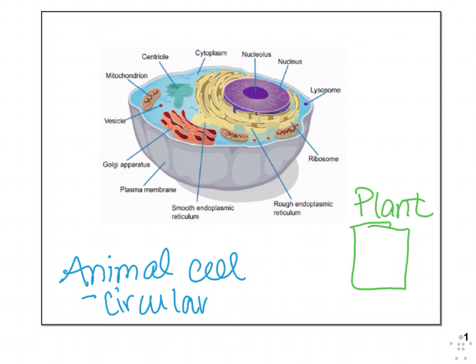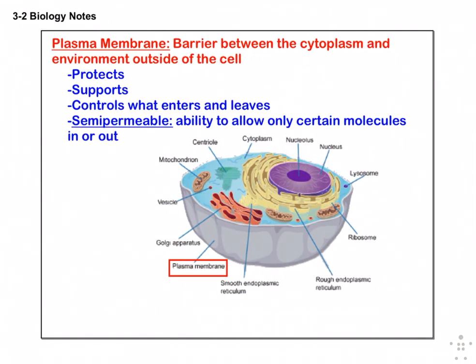Plant and animal cells have almost the same structures. So we will look at those structures first, and then at the end it will show you the plant structures that are specific to plant cells. All right, so as we go through, you'll notice that the structure that we're talking about will be boxed in, so that way you can have the visual.